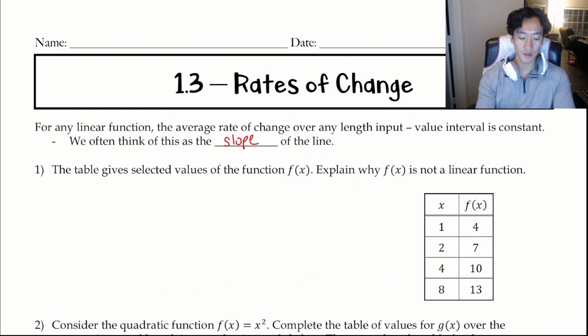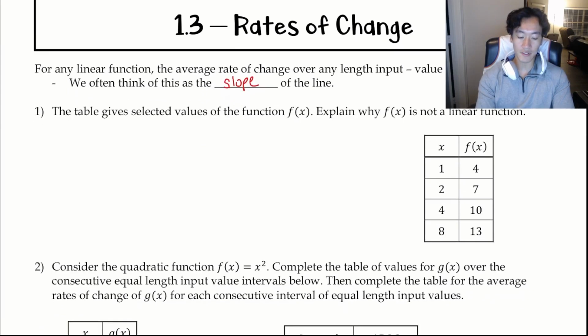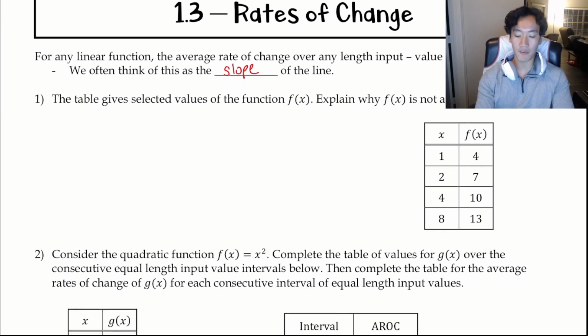Now we're given a table. Specifically, this table gives selected values of the function f of x. Explain why f of x is not a linear function. I would say there are two ways to approach this problem. A very generic and common way is to graph this and then see whether or not it looks linear.